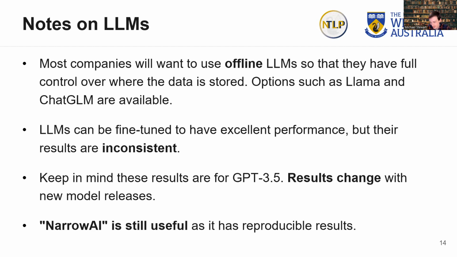LLMs, online ones at least, are still a bit of a black box, and they can be very inconsistent. So using them in a production setting, you really have to be aware of that. And these results, of course, are for GPT 3.5, and results can change with new model releases. One of the key takeaways we found was that narrow AI, like the model I showed in the previous slide, is still incredibly useful. It may not get as good performance as the best case with GPT, but the results are reproducible. You can get the same results every time, which is really valuable.